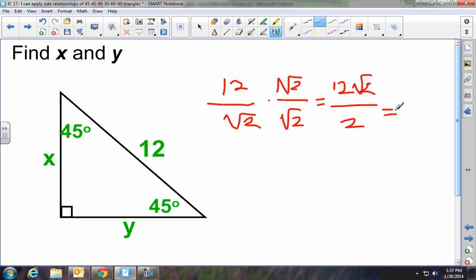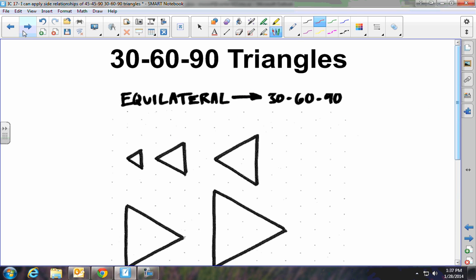And we can simplify that even further because we can do 12 divided by 2. That's 6. And we're left with our radical 2. So 6 radical 2 is our solution. All right. So let's just skip forward here, and we'll come back and review those in just a moment.